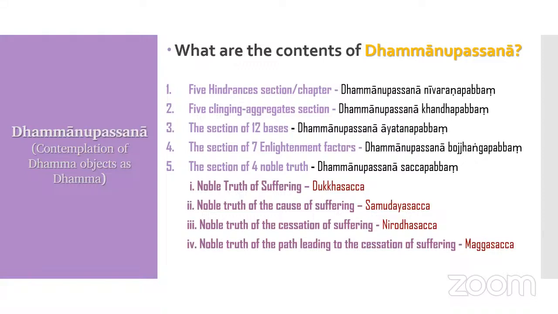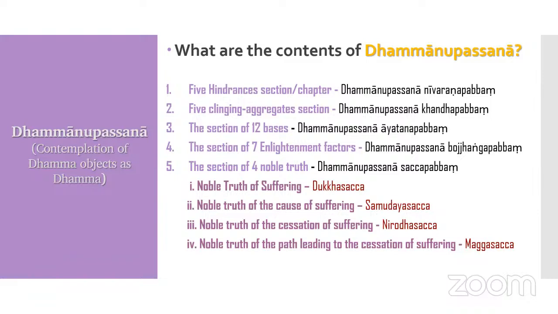You know, Dukkha Satya, the noble truth of suffering. Samudaya Satya, the noble truth of the cause of suffering. Nirodha Satya, the noble truth of cessation of suffering. And Magga Satya finally, the noble truth of the path leading to the cessation of suffering. So this is the Dhammānupassanā, contemplation of Dhamma object as Dhamma object. So that is the content. We want to go through all these contents and learn how to practice Vipassana, how to practice your meditation up to Arahantship. This is what the Buddha mentioned.